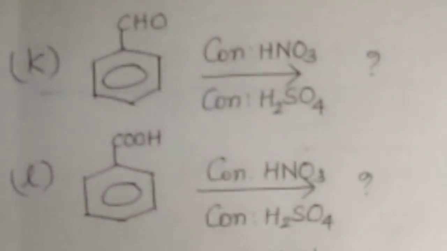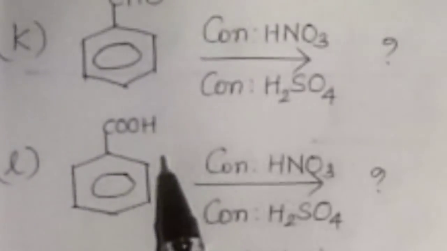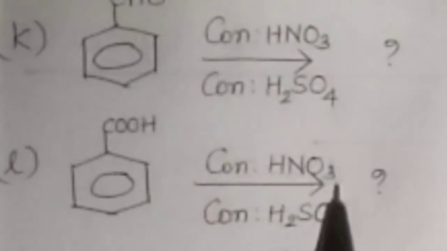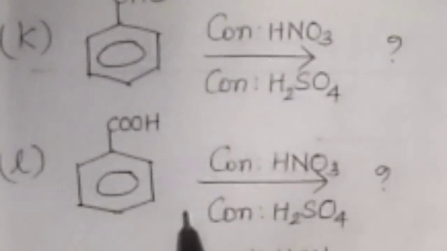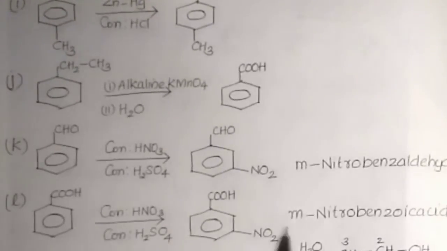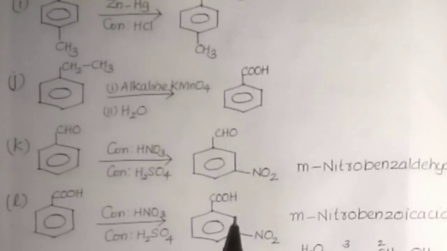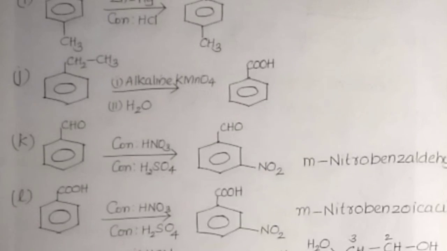Next question, benzoic acid on nitration, what is the product? Carboxylic group also has meta-directing influence, so NO2 group from nitrating mixture goes to the meta position, then we get meta-nitrobenzoic acid. Benzoic acid on nitration, we get meta-nitrobenzoic acid. Acid functional group, ortho position, meta position, meta-nitrobenzoic acid.